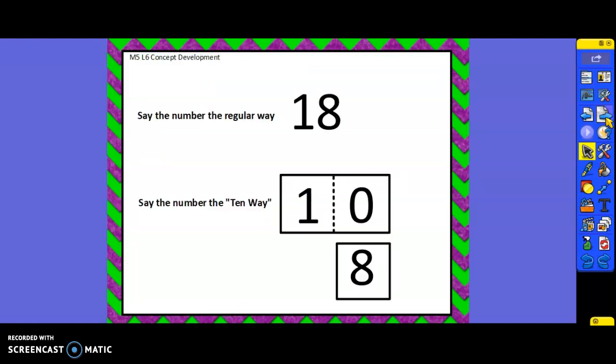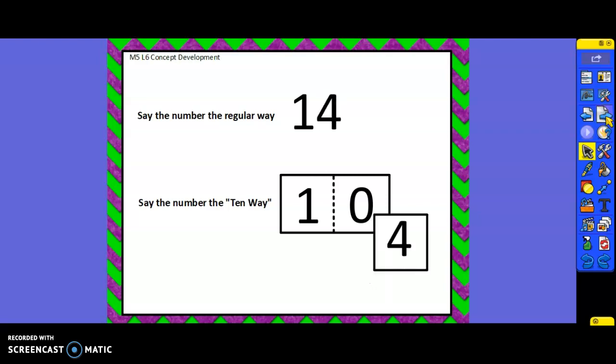We're going to move on to some more numbers. We're going to say it the regular way, and then we're going to say it the Say 10 way. So we're going to say 14. And now we're going to say it the Say 10 way. 10, 4. Good, because we know that the number 14 is really a 10 and a 4.